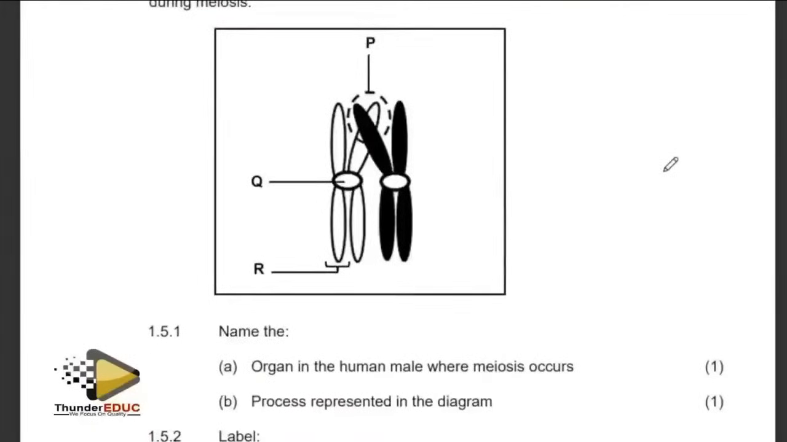When you talk about crossing over, you talk about 2 homologous chromosomes. These chromosomes come together. They must be homologous. The word homologous is a key point. The chromatids of the homologous chromosomes cross over at a point called chiasma.